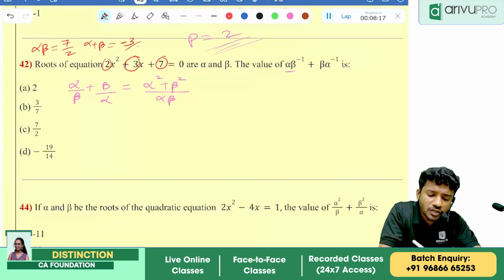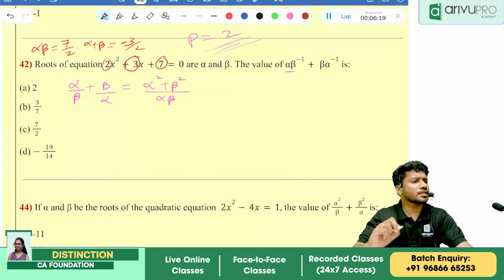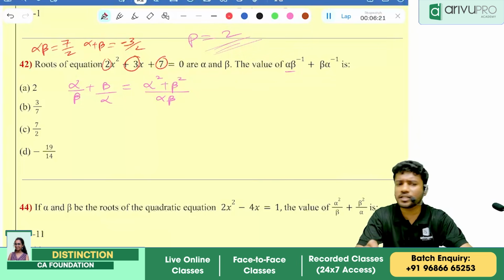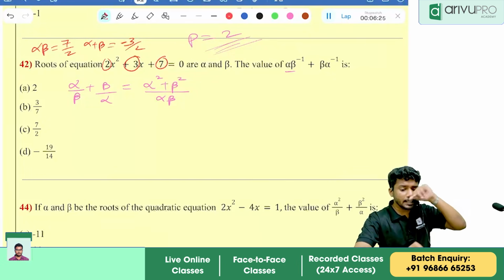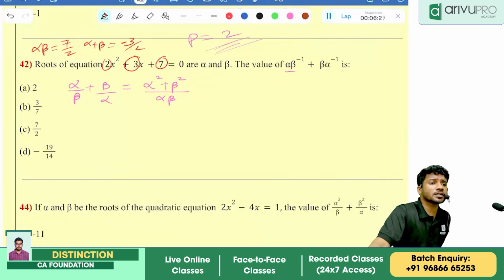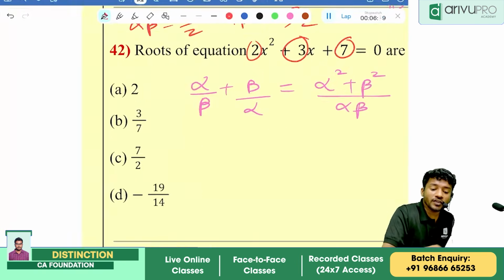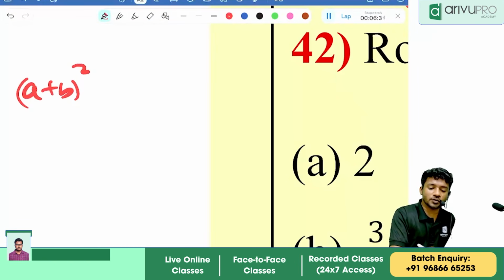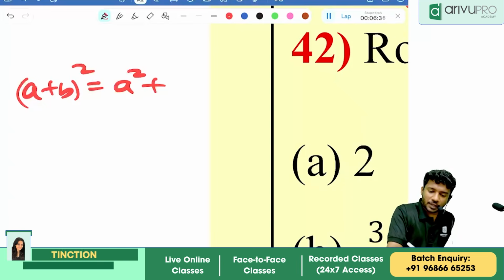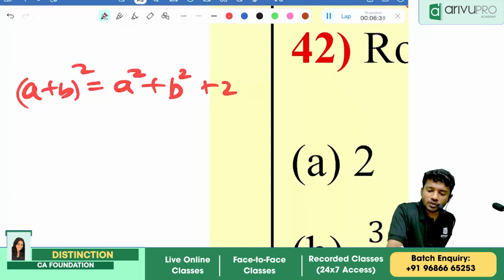Minus of 3 by 2. I can write it as minus 1.5. The other one is minus 3.5. You can write it that way. Now people, can I directly get alpha square plus beta square? No. How will we get? We will go back to the basics. A plus b the whole square is what? A square plus b square plus 2ab.